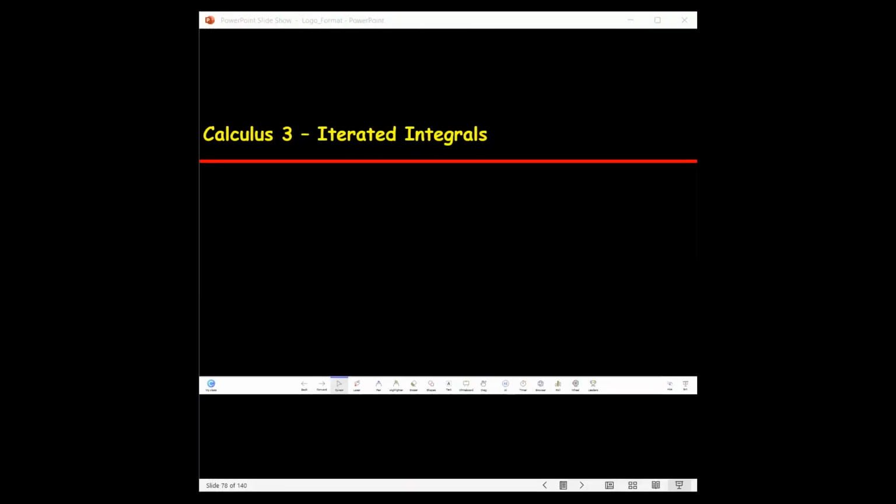We start this topic. Let's talk about what iterative integrals are. An iterative integral is just an approximation technique we use in different kinds of applications.